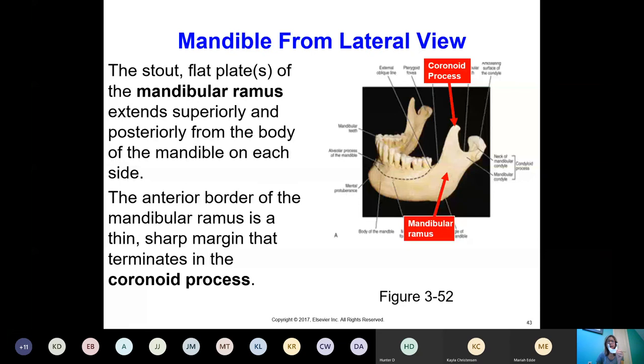And then you've got the stout flat plates of the mandibular ramus. So this flat part right here is the ramus, and you've got it on both sides. The anterior border of the mandibular ramus, or the front border, is a thin, sharp margin that terminates at the coronoid process. So if you slide down here, this sharp thing is the coronoid process. If you feel the mandible, I know you can't because you don't have it in front of you, but it's actually a sharper edge right here. And that's the coronoid process.